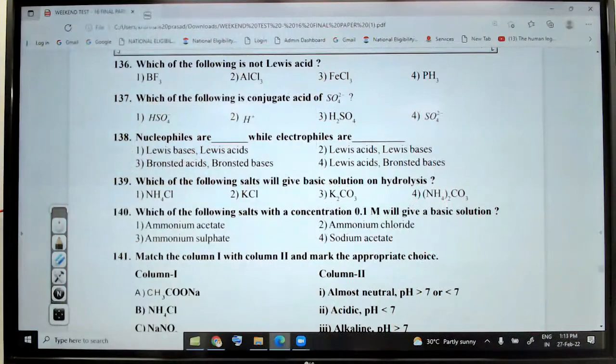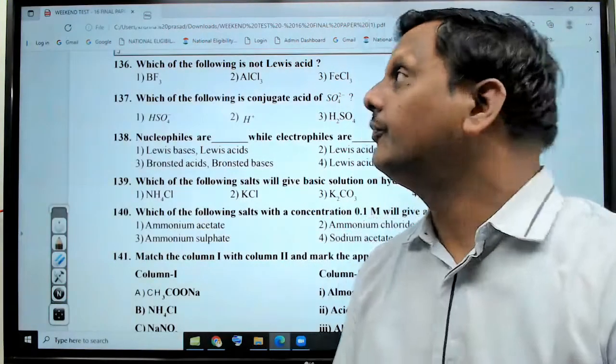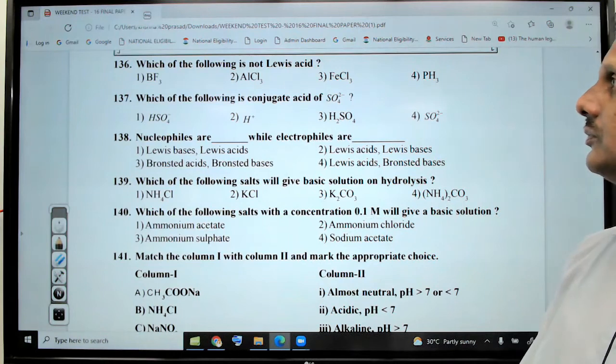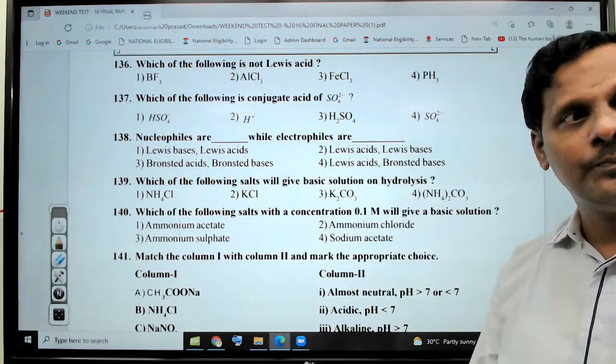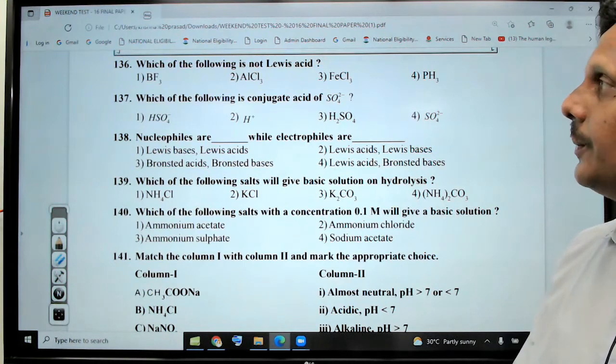Chalo, question number 136. Which of the following is not a Lewis acid? For your kind information, all electron deficient compounds are Lewis acids.